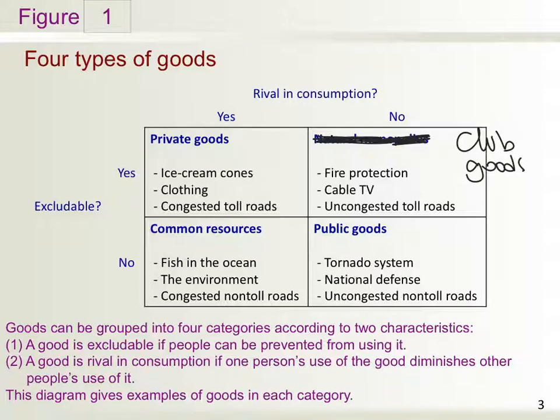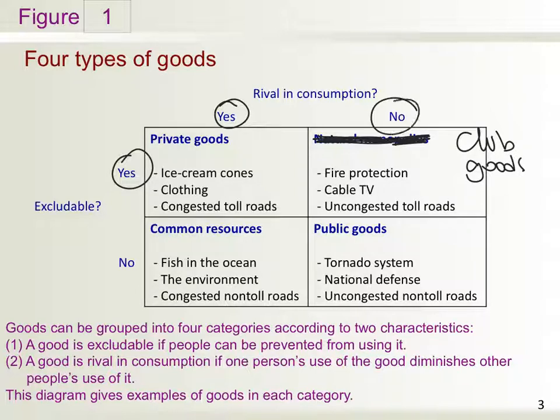So based on these characteristics, we have 4 different types of goods. Private goods are both rival in consumption and excludable. So you pay to buy a private good like ice cream, and it's rival in consumption. When you eat ice cream, you diminish the amount of ice cream.